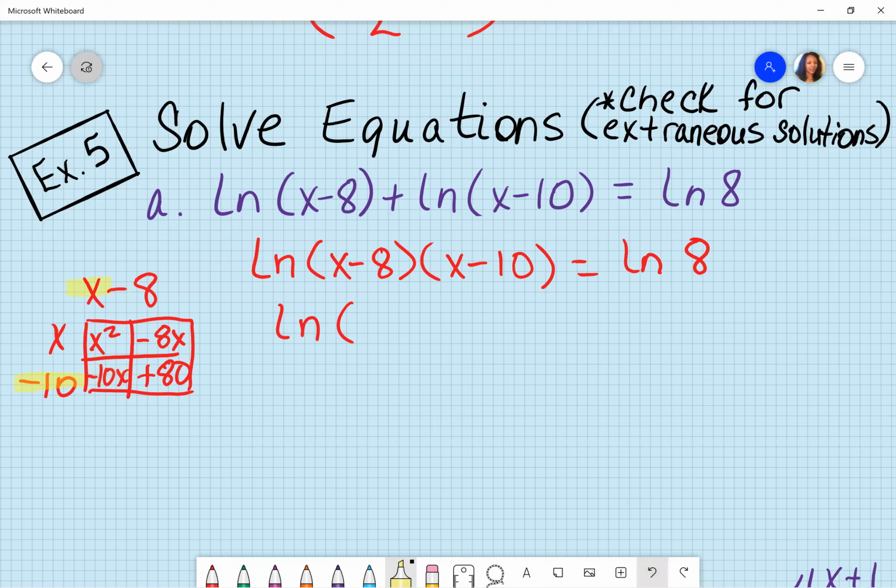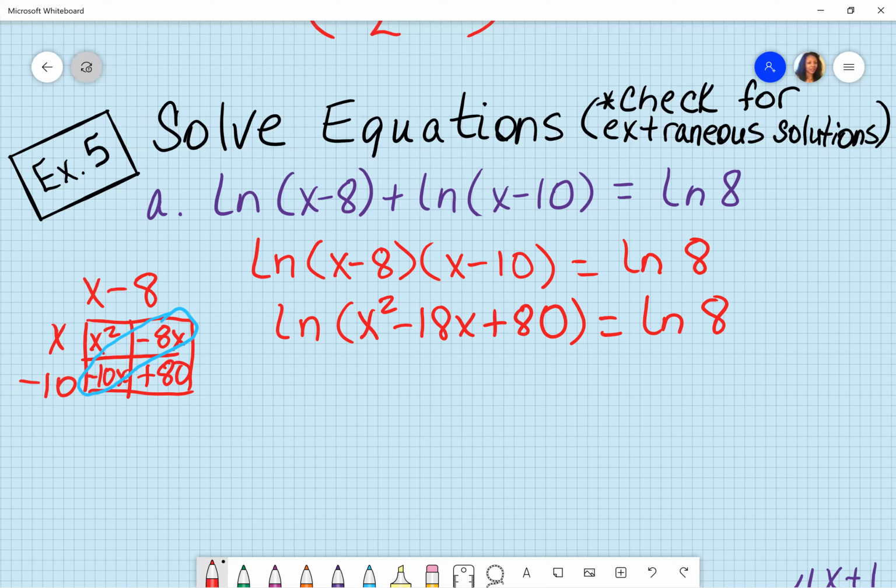And now at this point, what I want to do is combine like terms if I have any, and I typically do diagonally, typically, it's not 100% like that all the time. So I have x squared, and then I start from my first box and just go left to right. So x squared, and then I can combine that to end up with negative 18x plus 80 is equal to the natural log of 8.